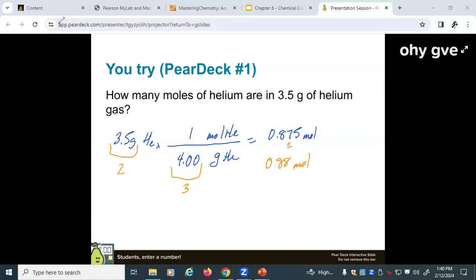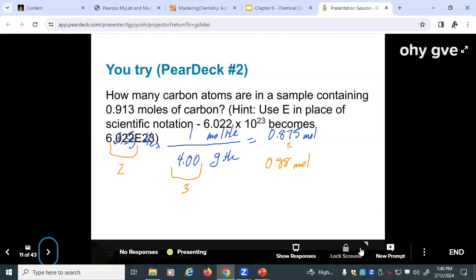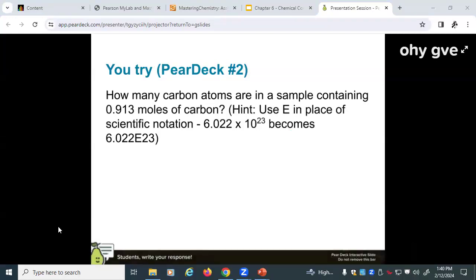All right, questions here. All right, let's try another one. How many carbon atoms are in a sample containing 9.913 moles of carbon? Just as a hint here, instead of writing out scientific notation, use the capital E to take its place. So I was putting in Avogadro's number, instead of times 10 to the, I was writing E for the times 10 part. That way you don't have to worry about trying to fix subscripts and superscripts and that kind of stuff.